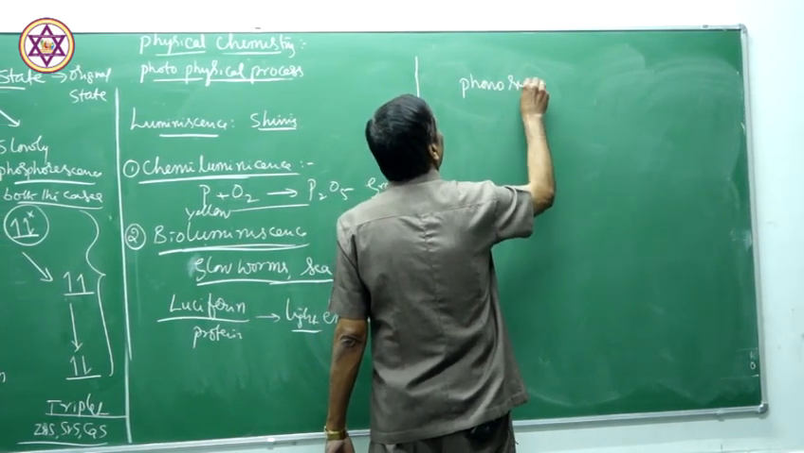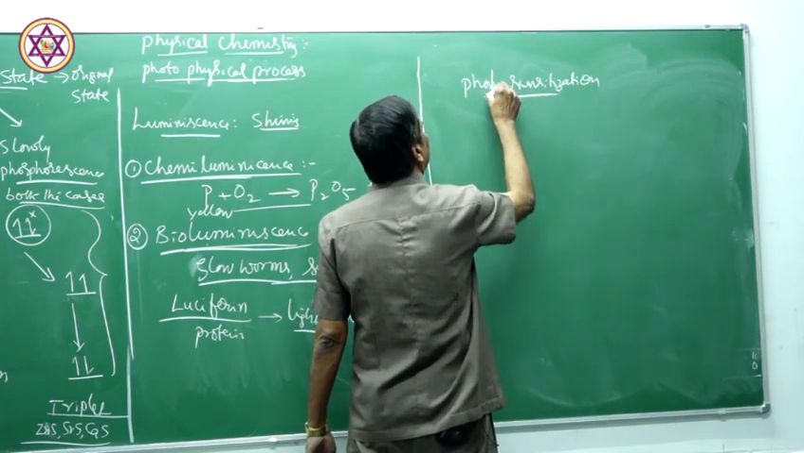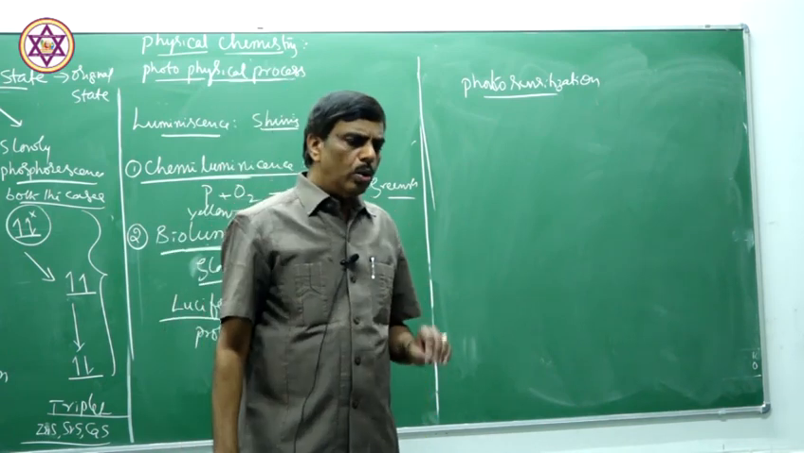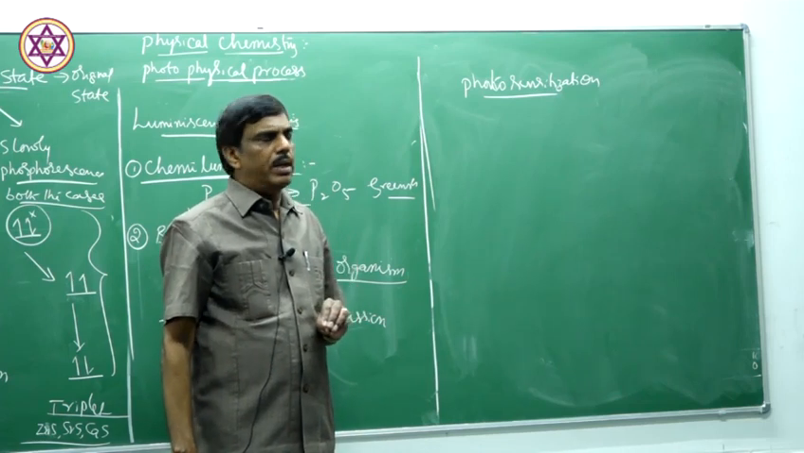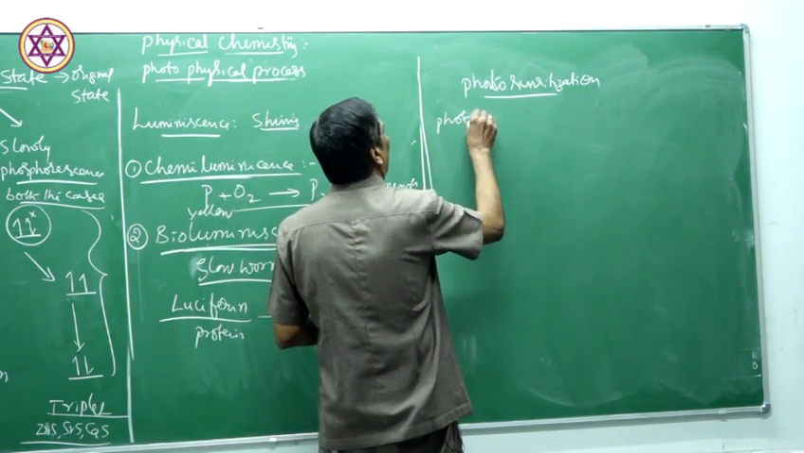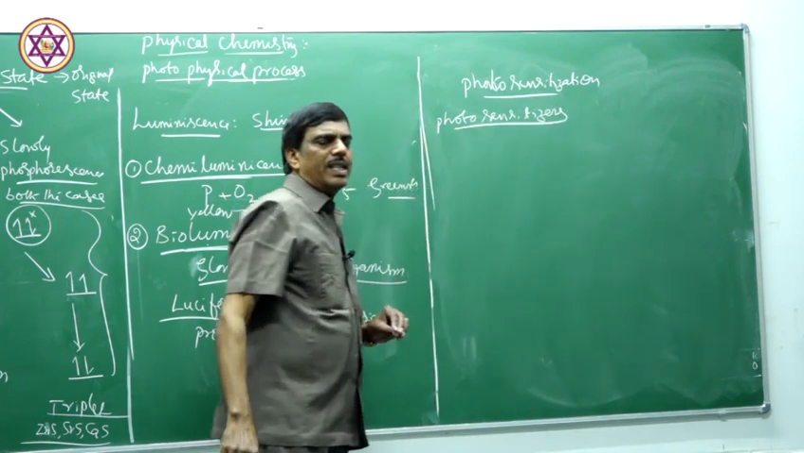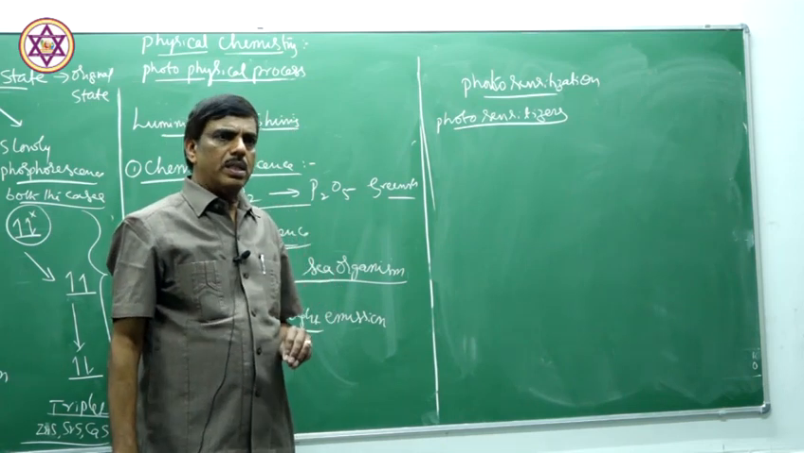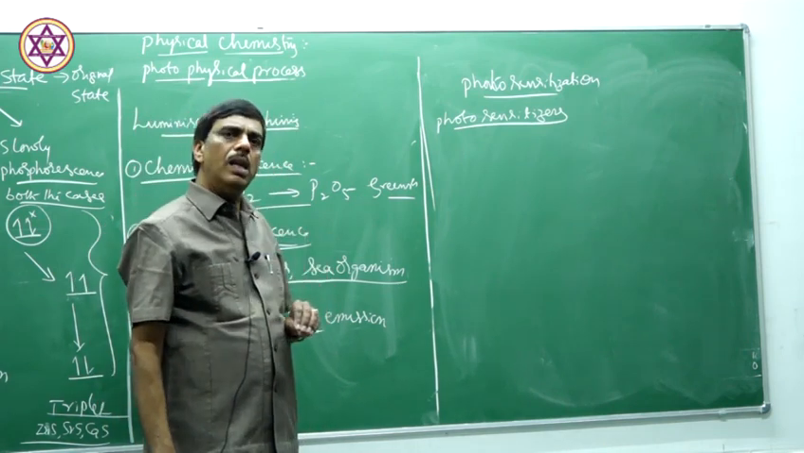Next, we shall pass on to another aspect, photosensitization. What is photosensitization? Photosensitization means a photochemical reaction will be sensitized, initiated by some substances. Those are called photosensitizers. Photosensitizers are substances that act as catalysts. They are responsible for a number of photochemical reactions.